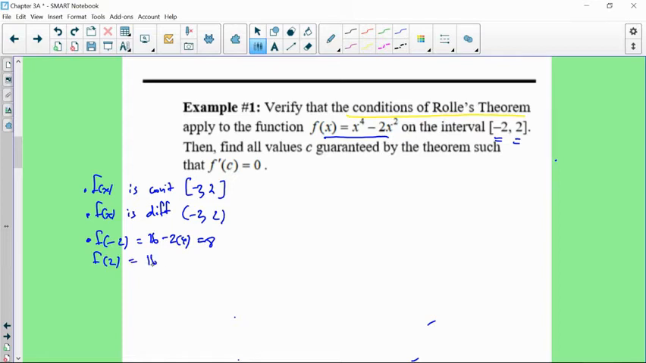Or it's 16 minus 2 times 4, which is 8. So f of a equals f of b. It's differentiable on the open, and it's continuous on the closed. So therefore, I know that Rolle's theorem applies. So that means there's some c value between -2 and 2 whose derivative is 0.